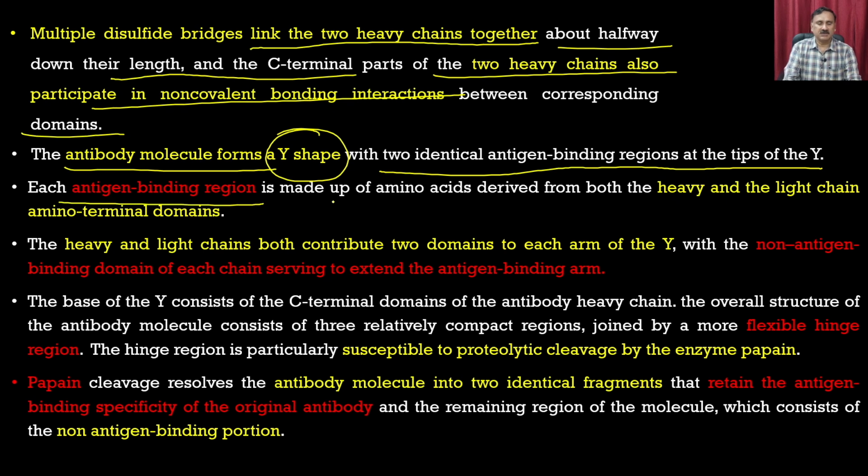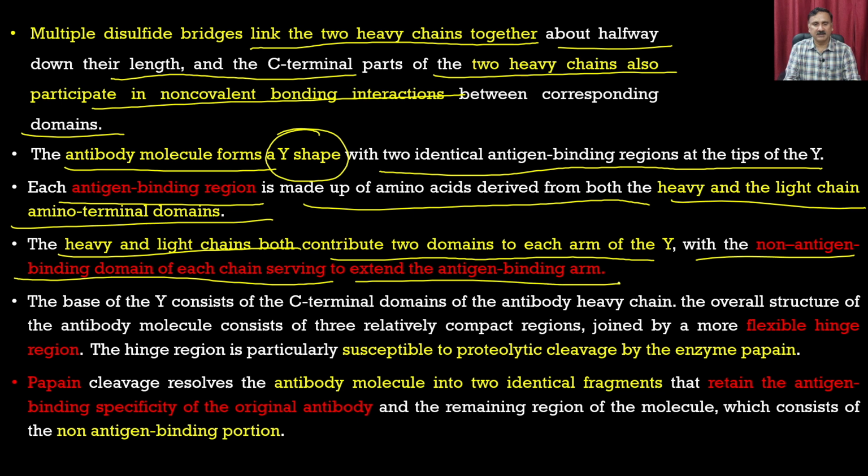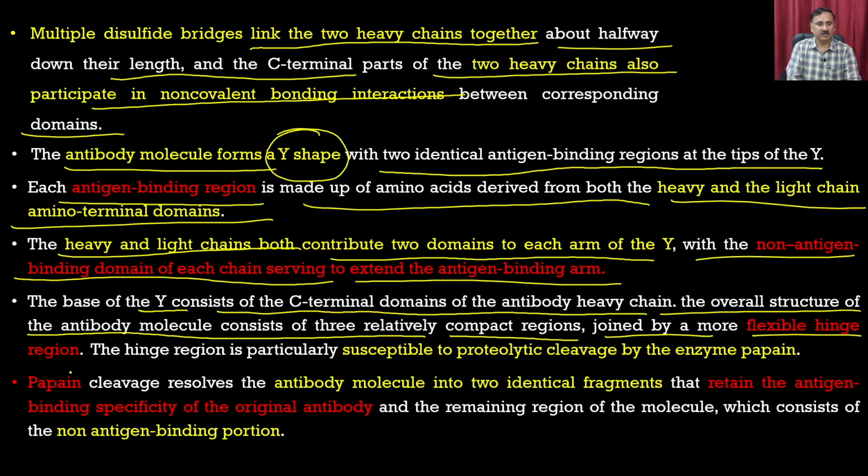Each antigen binding region is made up of amino acids derived from both the heavy chain and the light chain at the amino terminal domain. The heavy and the light chain both contribute a domain to each arm of the Y, with the non-antigen binding domain of each serving to extend the antigen binding arms. The base of the Y consists of the C-terminal domain of the antibody heavy chain. The overall structure of the antibody molecule consists of three relatively compact regions joined by a more flexible hinge region.